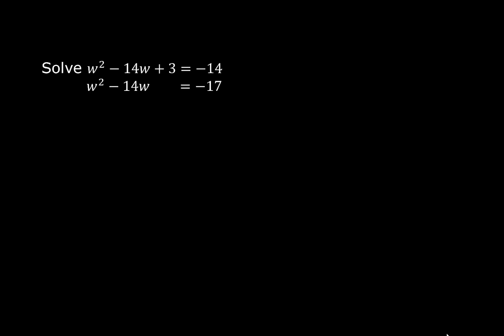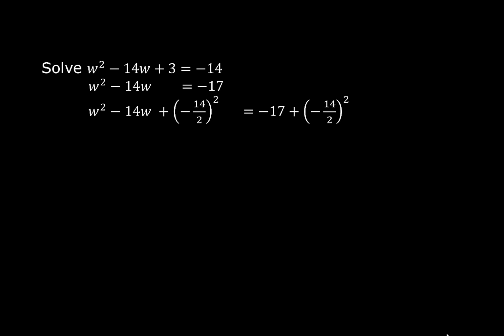We are always going to do the same thing when we complete the square. I'm going to take the coefficient of this w term, divide it by 2 and square it. That's going to look like w squared minus 14w plus negative 14 over 2 squared. It's important that you keep the sign as you're dividing by 2 and squaring it, and I'll show you why as we go. Now that I've added something new on the left, I need to add that same something to the right in order for us to keep equality. So my right side is now negative 17 plus negative 14 over 2 squared.